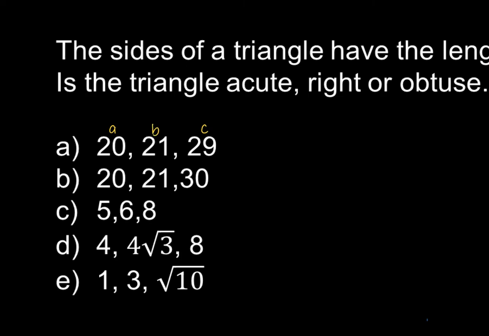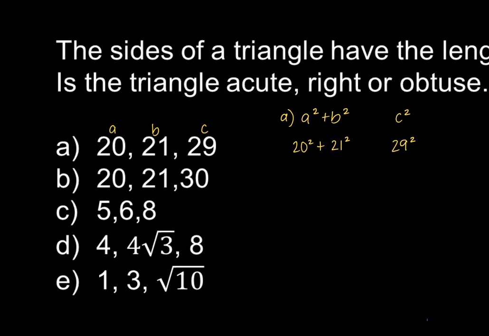So what we do for A is we take A squared plus B squared, and we're going to compare that to C squared, okay? Now, we don't know if it's going to be bigger than, less than, or what's going to happen in the middle. So we're going to leave this blank for now in the middle, then we're going to compare them at the end. So A squared is going to be 20 squared plus B squared, which is 21 squared. And then C squared is just 29 squared.